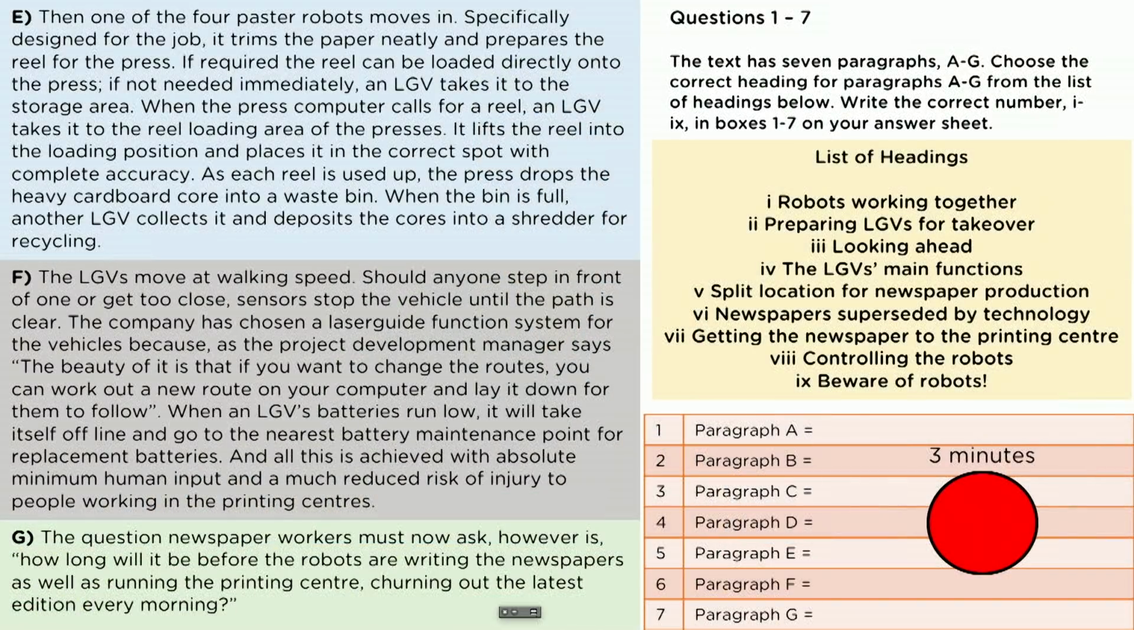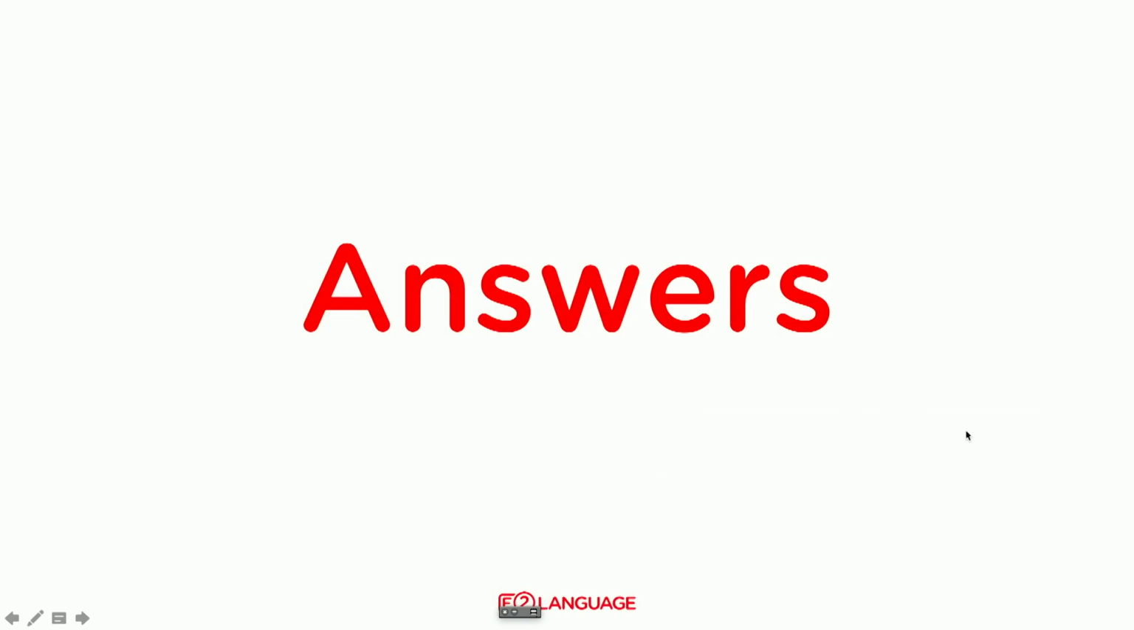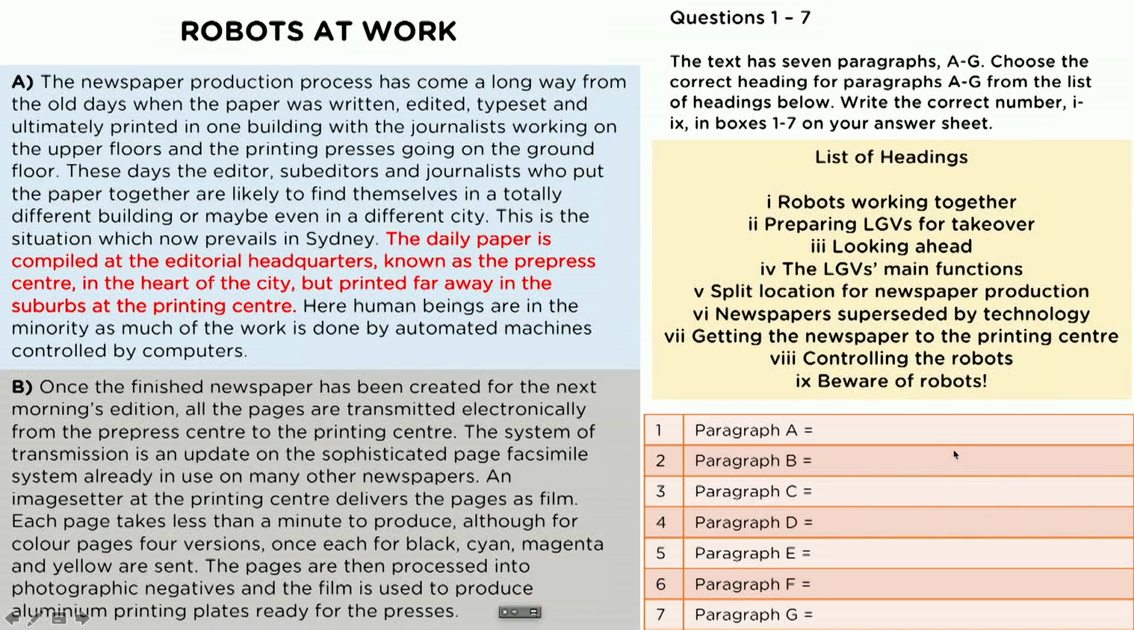Let's now have a look at the answers and I'll explain why they are the way they are. Here we go. Let's do this one. This is the key sentence in this paragraph. So this is A. The key sentence says, the daily paper is compiled at the editorial headquarters, known as the pre-press center in the heart of the city, but printed far away in the suburbs at the printing center. So the paper is compiled in one place and printed in another place.